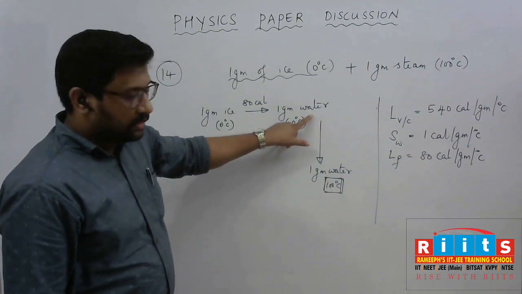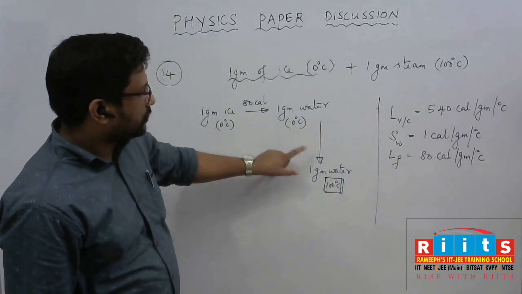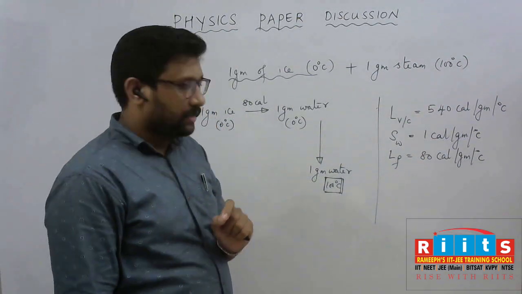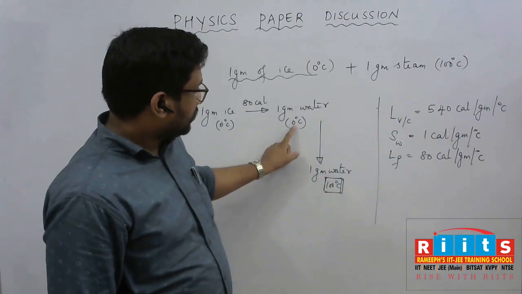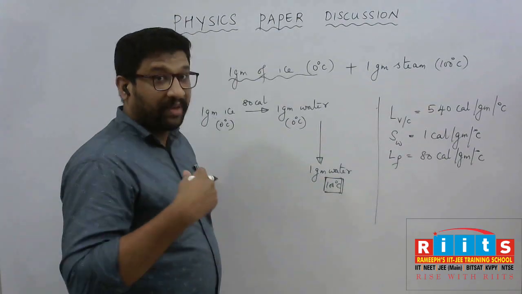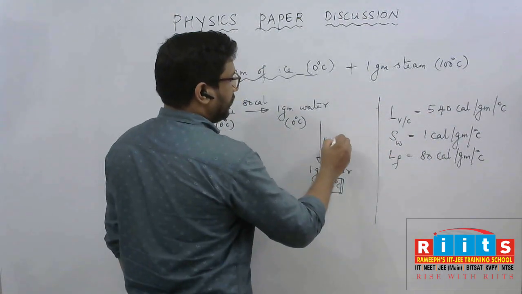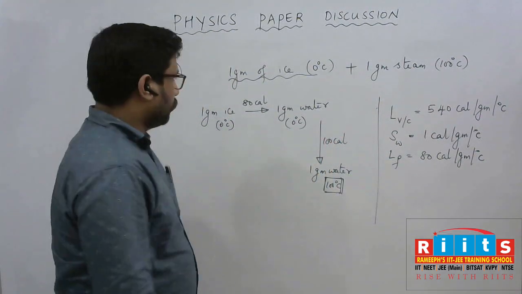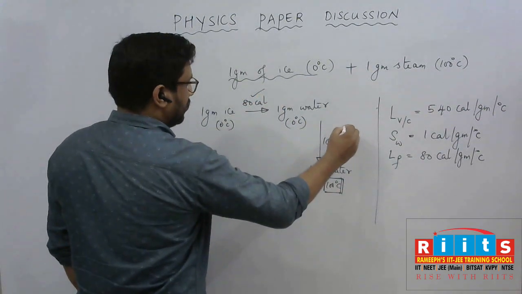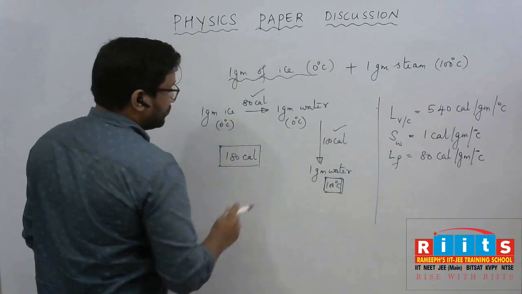1 gram of ice is converting to 1 gram of water at 100 degrees Celsius, from 0 degrees Celsius to 100 degrees Celsius. For 1 degree rise in temperature, 1 calorie is required for 1 gram. Here the change in temperature is 100 degrees Celsius, so the amount of heat required is 100 times 1 calorie, that is 100 calorie. Is it clear? So the total requirement for this entire conversion is 80 plus 100, that is nothing but 180 calorie. So this is the demand.